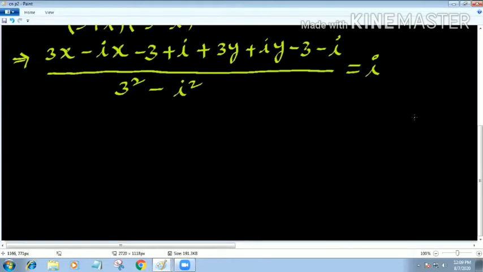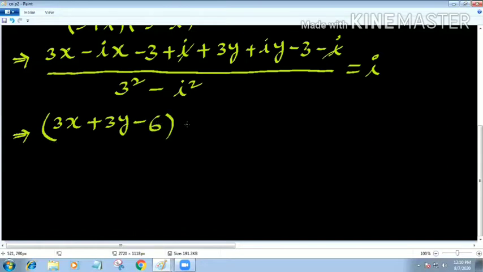In the numerator, here plus i minus y will get cancelled. You can cancel plus i minus i. Further simplifying, 3x, I am writing the real parts together, plus 3y, 3x plus 3y, minus 3 will become minus 6.